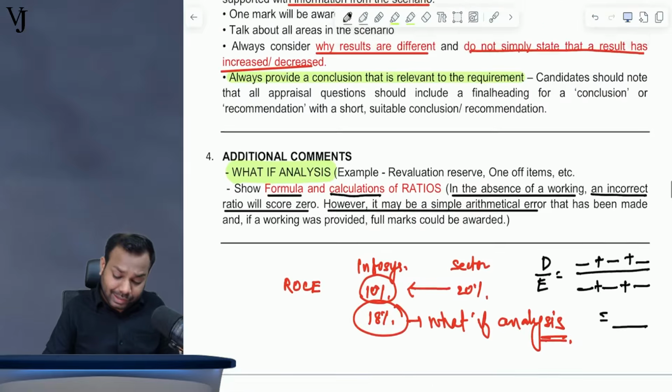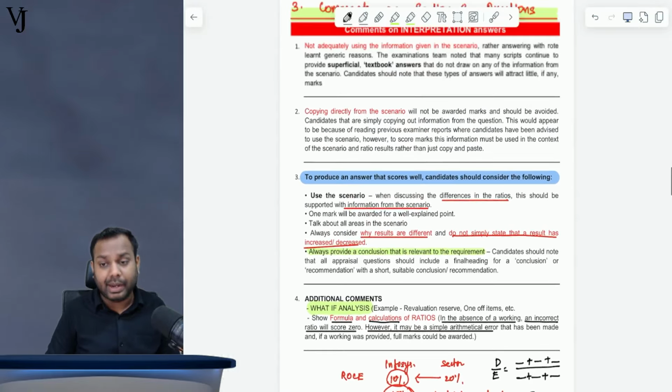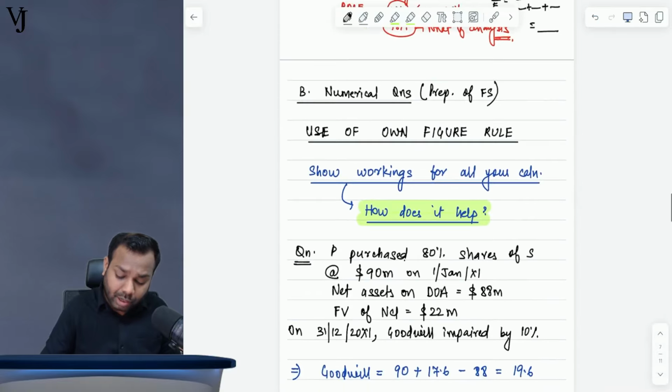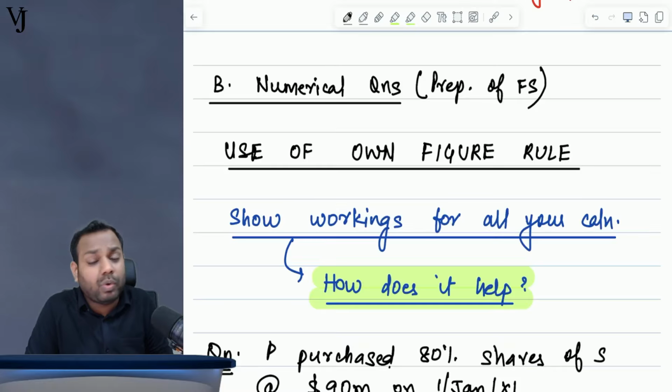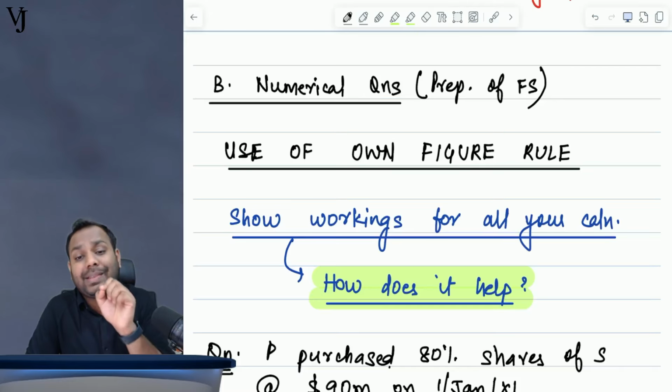So these are the comments of the ACCA examining team on interpretation answers. Now I am moving on to the comments on numerical questions. The only comment I found in numerical questions is the use of own figure rule. Students know that there is something called own figure rule, but they hardly know how exactly it applies or how to make the best use of it. So let us understand it with the help of an example.